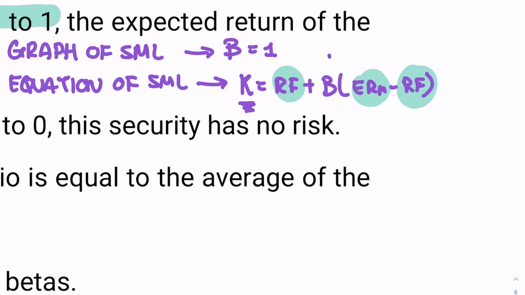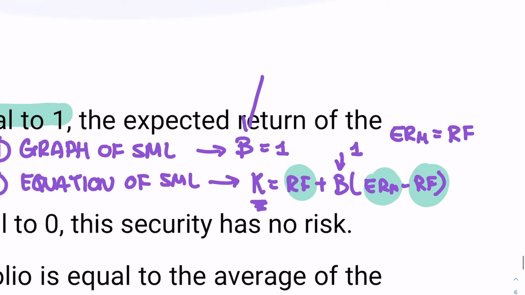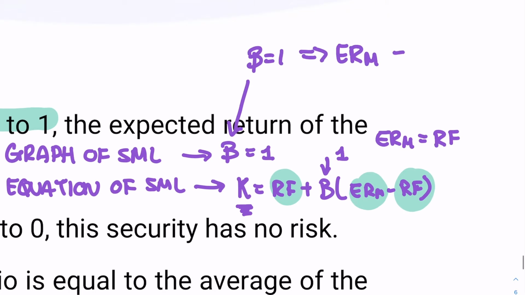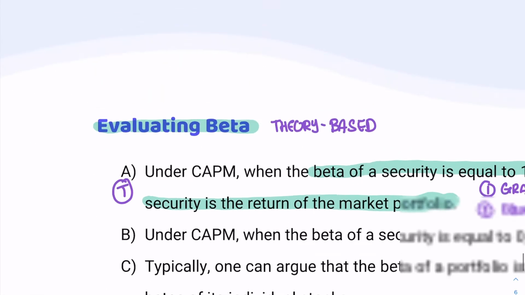But if we're telling you that beta in this case for the security is equal to 1, then for sure we're going to have a case in which K is equal to ERM. And because we know that the market portfolio has a beta of 1, therefore it's obvious that its expected return will be the same as a security that has a beta of 1. So in this case, A is totally true.